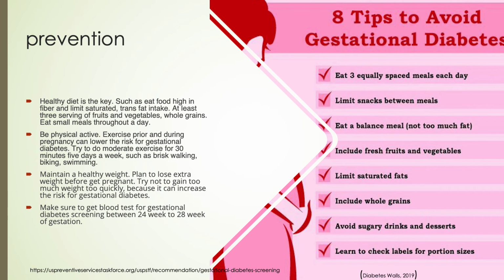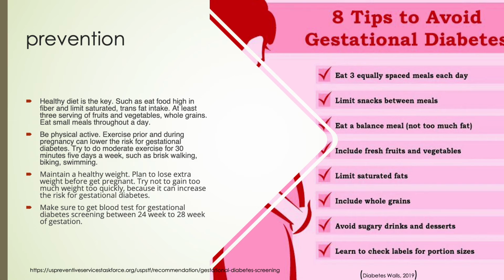Exercise before and during pregnancy can lower the risk for gestational diabetes. Try to do moderate exercise for about 30 minutes most days of the week, such as biking, swimming, or brisk walking. Of course, if you're pregnant, take it a little easier than a normal workout.